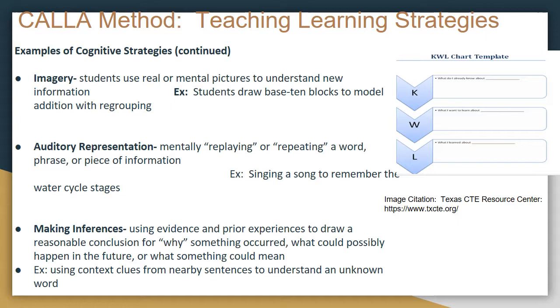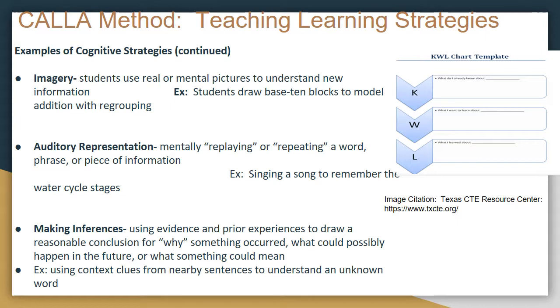Some additional cognitive strategies include imagery, where students would create mental pictures to understand new information or also use real pictures. You could have auditory representation, where students would practice repeating or replaying a word or phrase or piece of information. And often you'll see this in educational songs or chants that help students repeat the information and put it to memory.